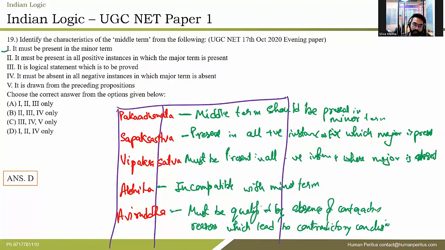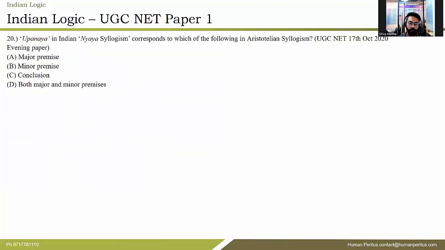Then must be present in all positive instances where major term is present, absolutely correct. Logical statement which is to be proved, no. Must be present in all negative instances in which major term is absent, absolutely correct. And then it is drawn from preceding proposition, that is absolutely wrong. So where does this leave us? First, second and fourth. The correct option is D. Okay. Moving on to the next one.